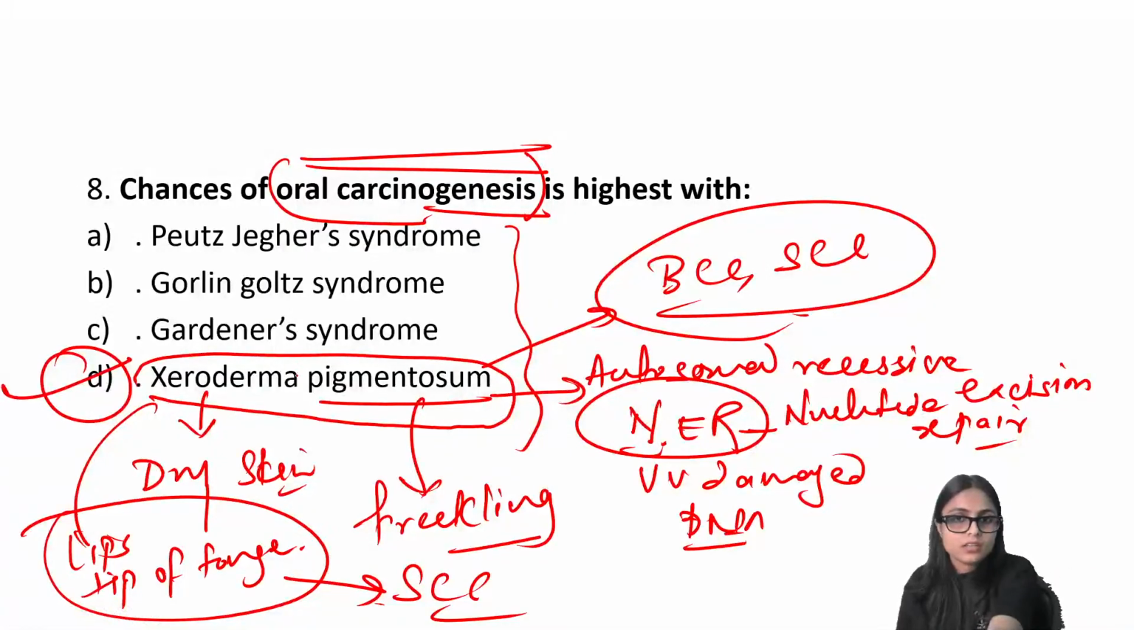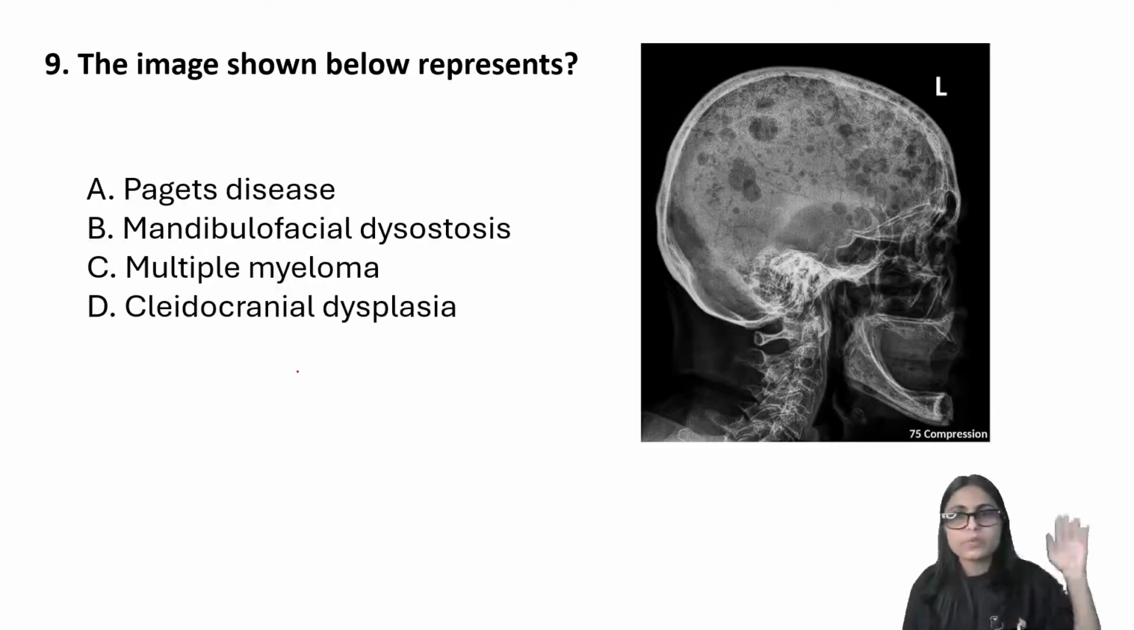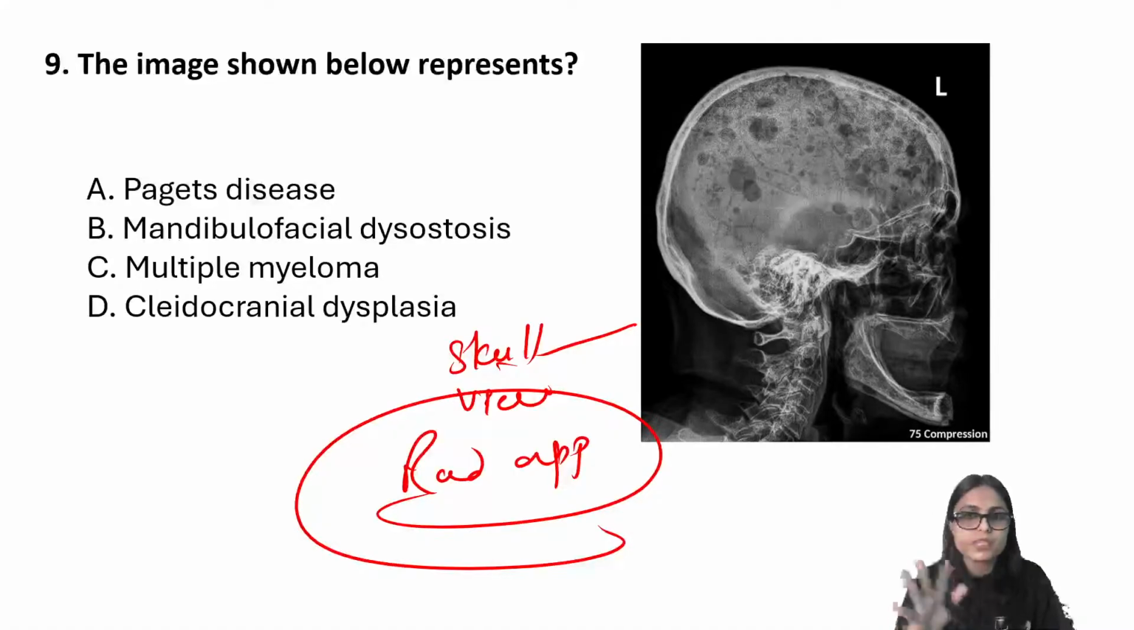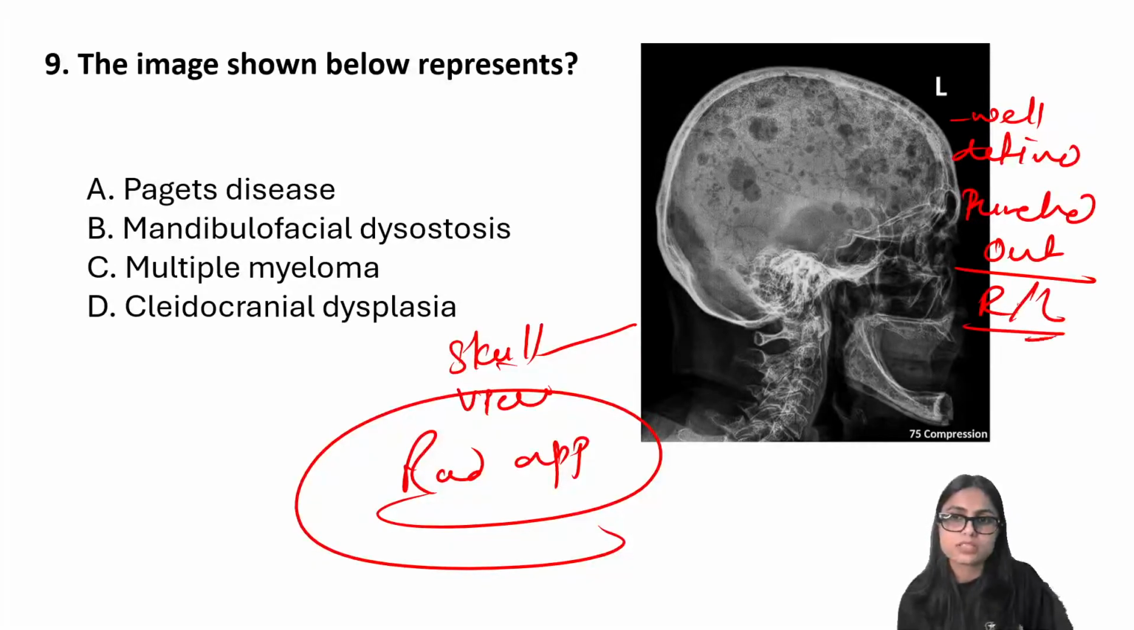Okay, moving on to the next question. This is also most commonly asked. Image shown below represents. So they will give you this skull view, and the radiographic appearance seen in the skull view. There are 5 to 6 skull appearances that you should be thorough with. And here you see there are well defined, punched out radiolucencies. The word is punched out radiolucency. Punched out, well defined radiolucencies in the skull region.